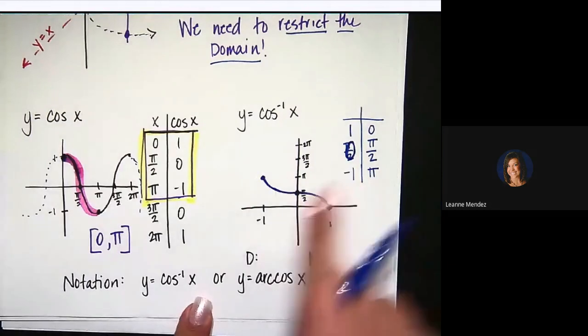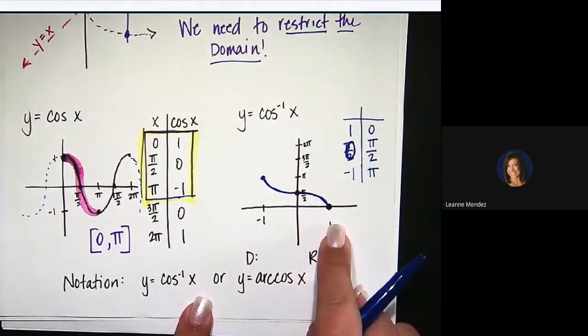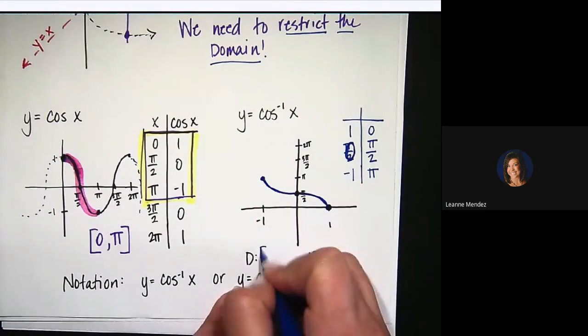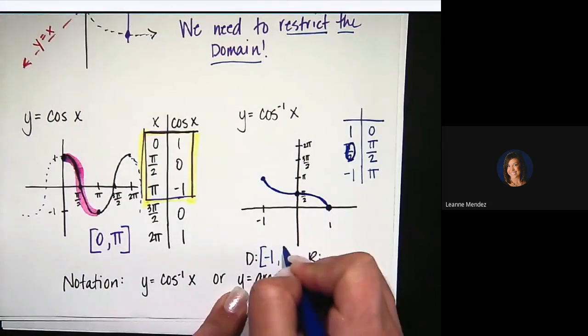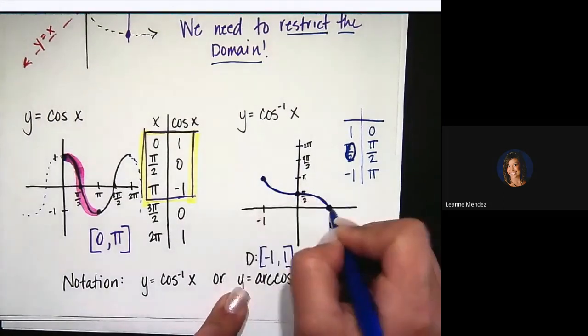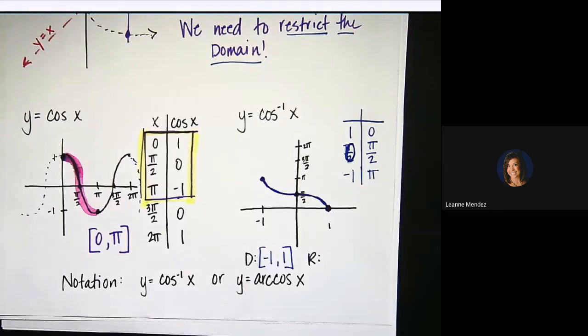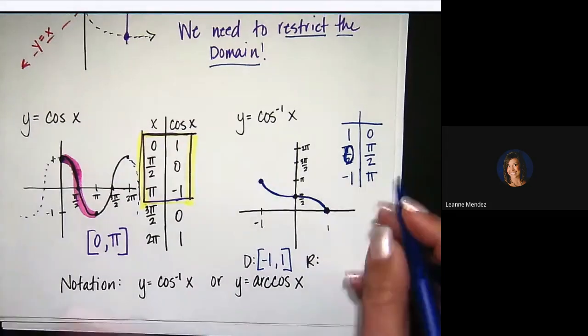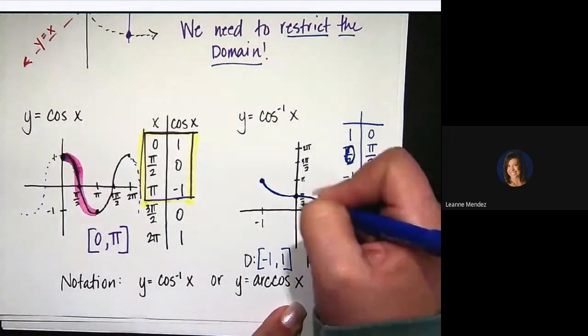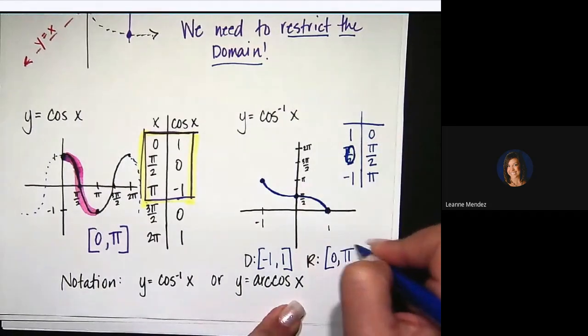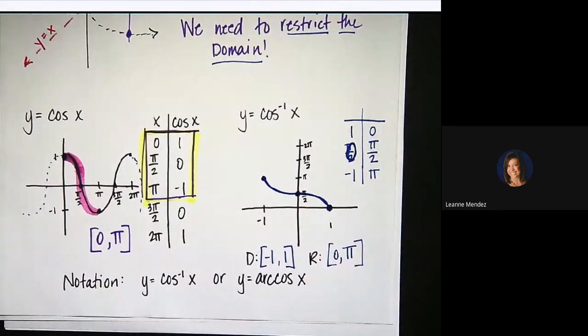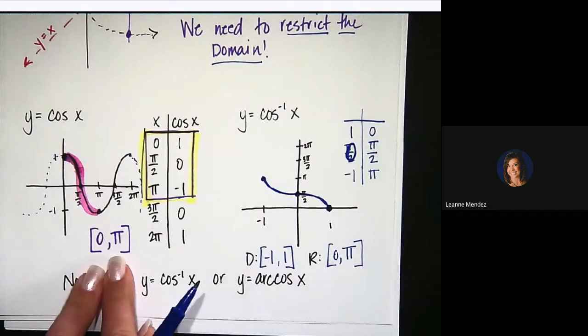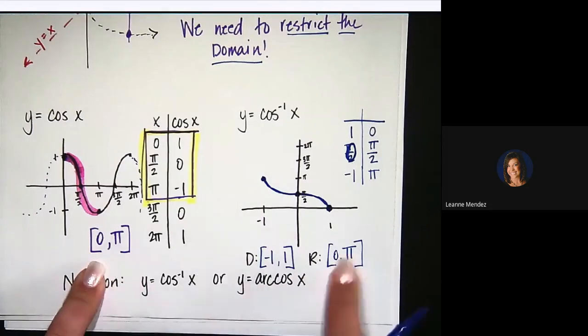So let's talk about the characteristics of this graph. Cosine inverse has a domain. How far to the left, how far to the right can I go? My domain is negative 1 to 1, inclusive, because those endpoints are included. What's the range? How low can the graph go? It's going to start at 0. How high can it go? Now it goes to pi. So this domain restriction that I created over here became the range over here.